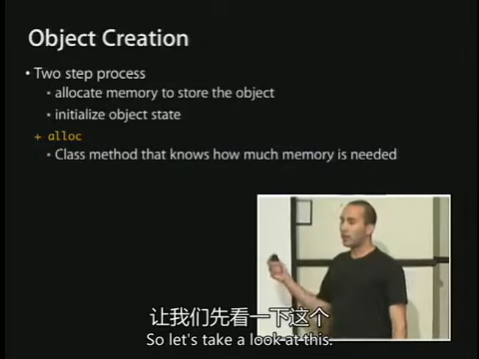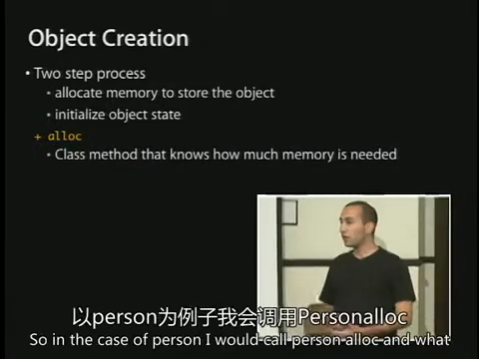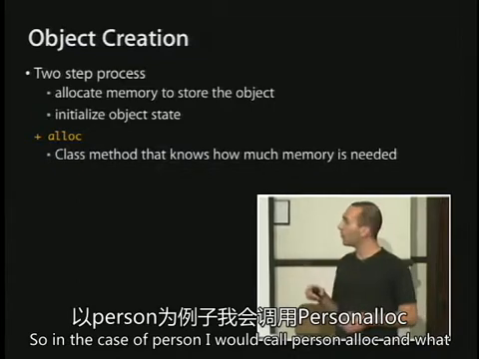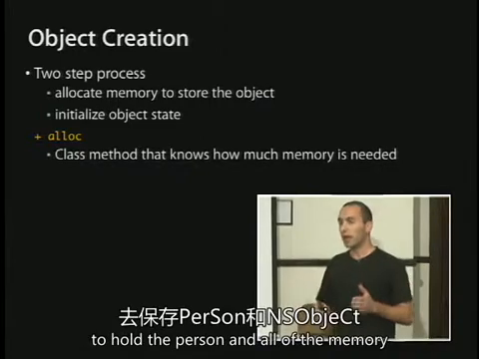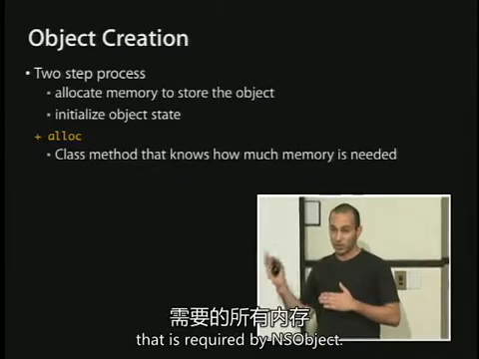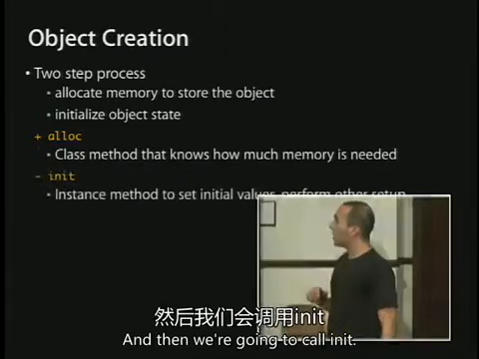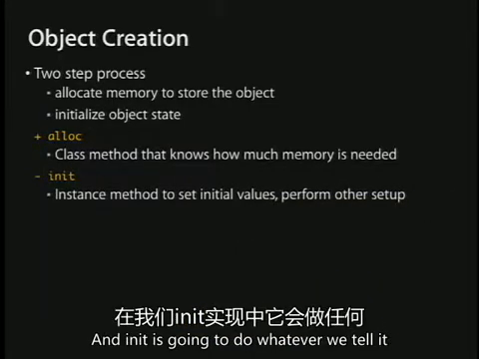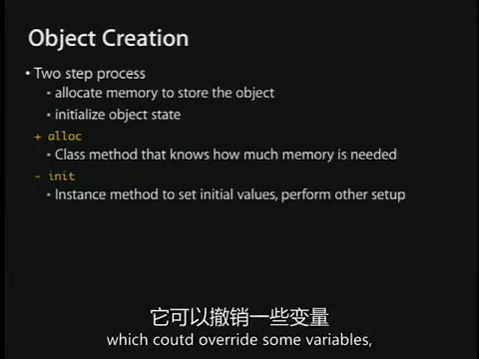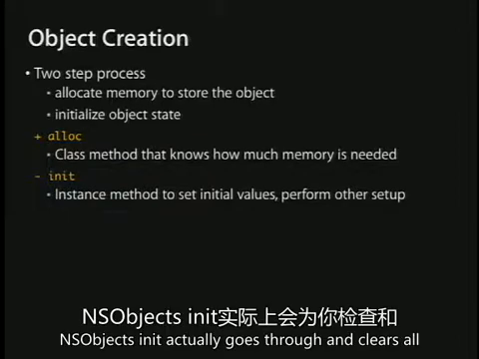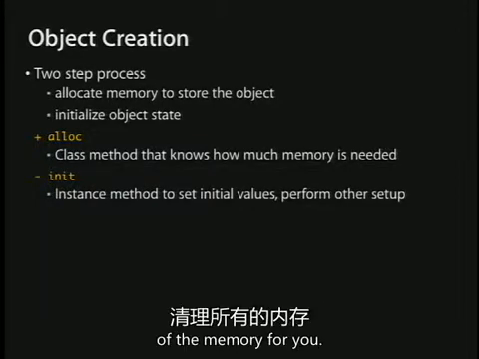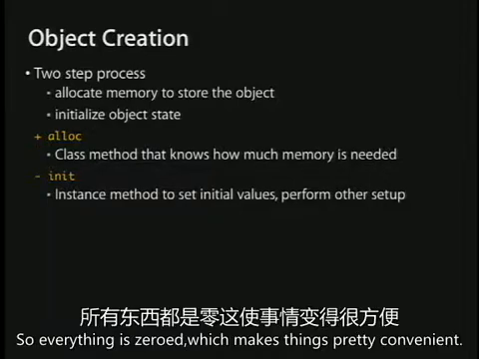So let's take a look at this. Alloc is a class method. So in the case of person, I would call Person alloc. What that does is it creates a block of memory that's big enough to hold the person and all of the memory that is required by NSObject. And then we're going to call init. Init is going to do whatever we tell it to in our implementation of init, which could override some variables, it could set some initialization. NSObject's init actually goes through and clears all of the memory for you. So everything's zeroed, which makes things pretty convenient.